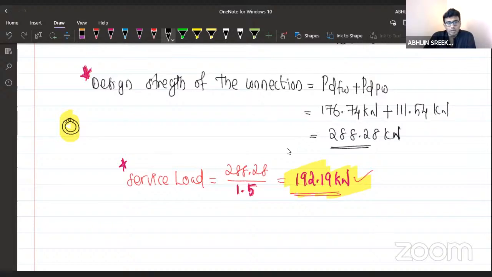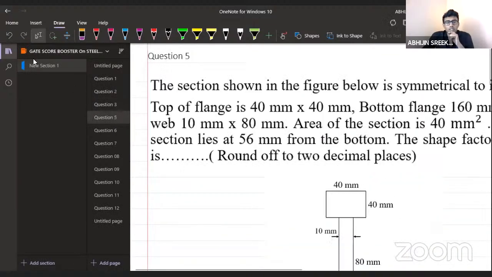In plug weld, we'll be providing the weld along the periphery. We'll not be providing it throughout, but we'll be providing it along the periphery. Remember this. Not important, just remember this. And similarly, let's go with the next question.